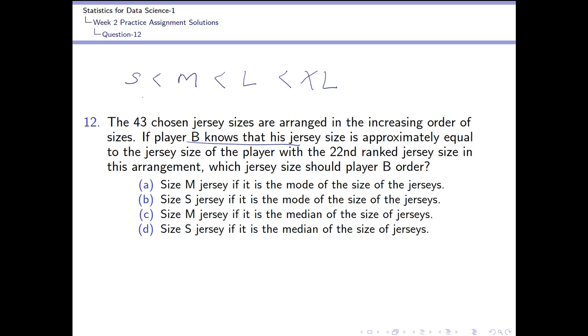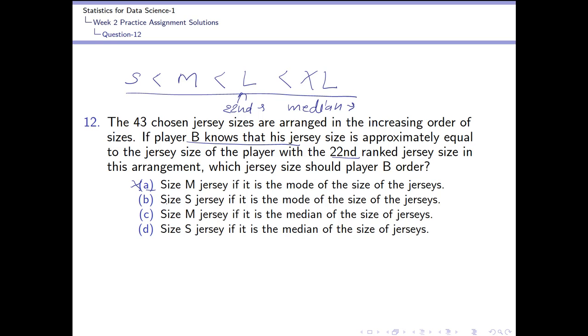So here, as we have arranged all the jersey sizes in order, the 22nd jersey size will be the middle observation. The 22nd observation will be the median, that is, the jersey size at the 22nd position will be the median of all the jersey sizes. So whatever is the median of the jersey sizes, he will order that jersey size only. So check all the options. Option A: size M jersey, if it is the mode of size of the jerseys. This is wrong, because if M is the mode, then we cannot say it is the median or not. So this option is wrong.